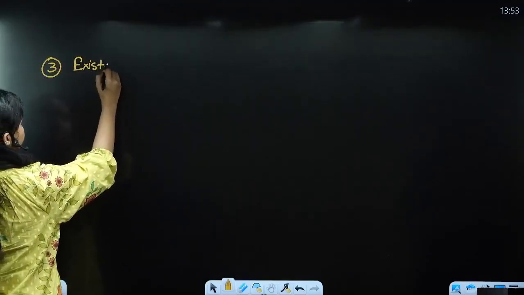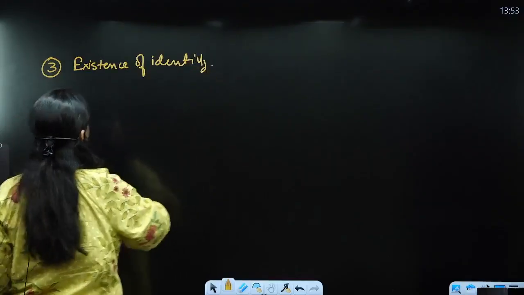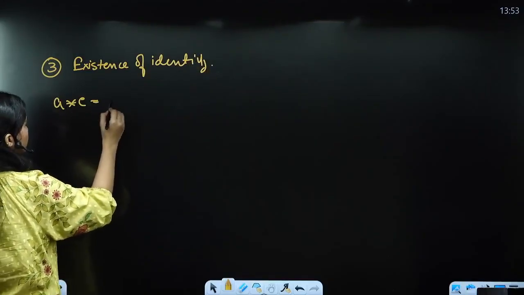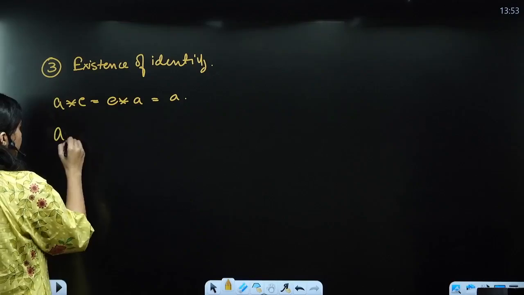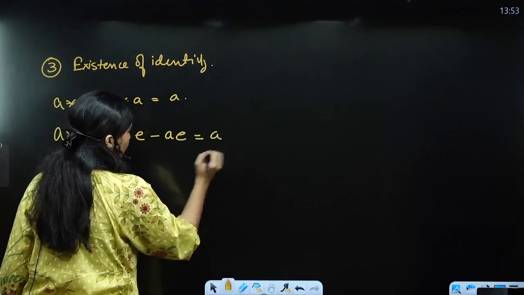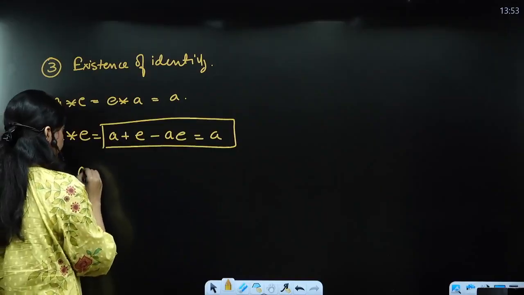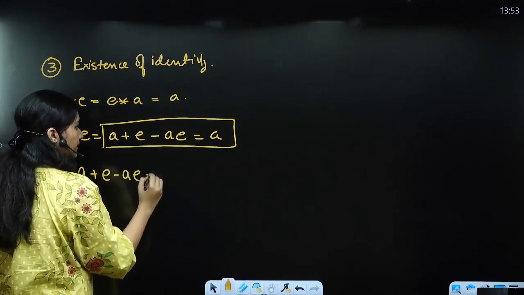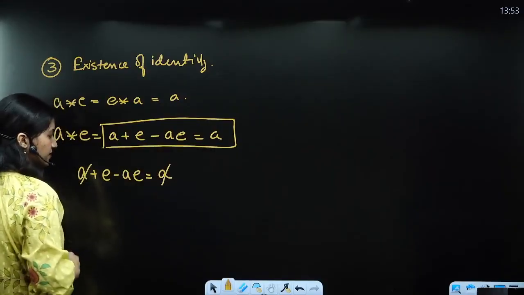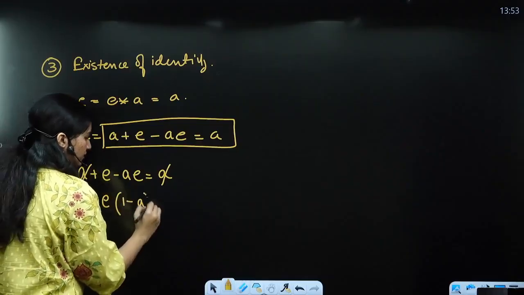Next, we have existence of identity. Now A star E equals E star A equals A, right? Now what is A star E? A plus E minus AE equals A. Now for this situation to hold, what is going to be the value of E? A plus E minus AE equals A. A and A will get cancelled. E can be taken common here, and we'll be left with E times 1 minus A.